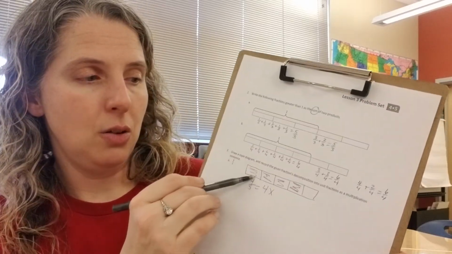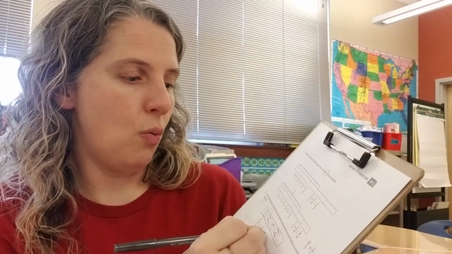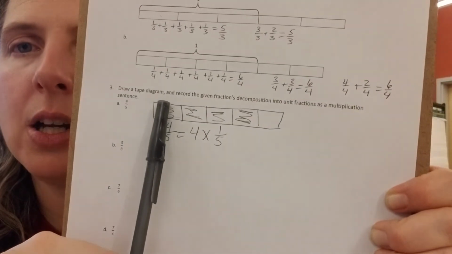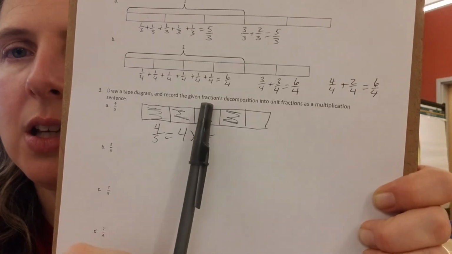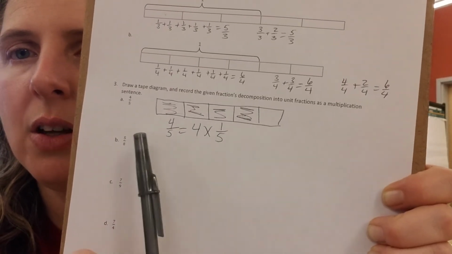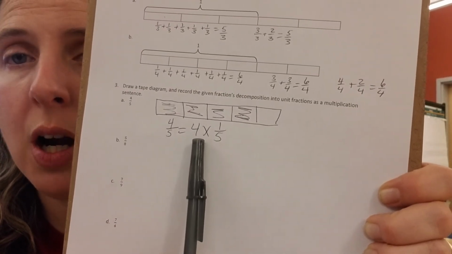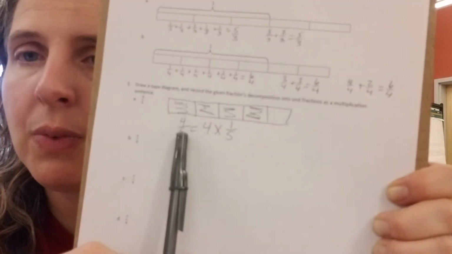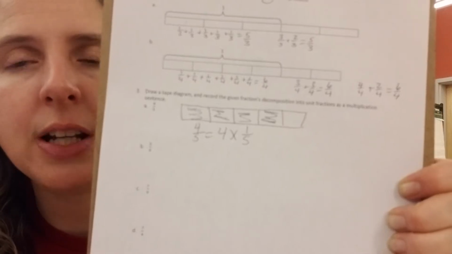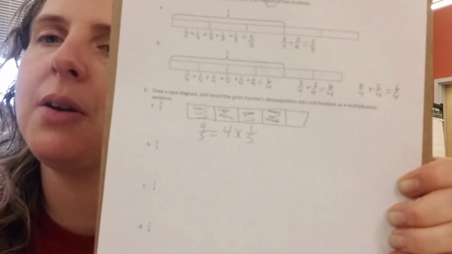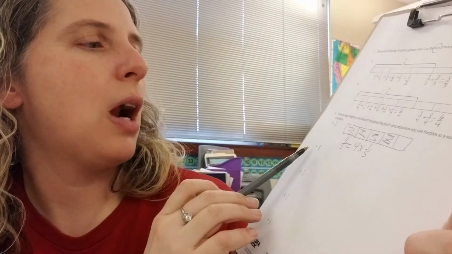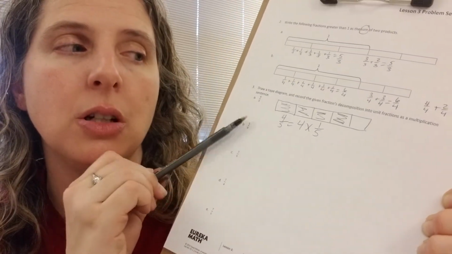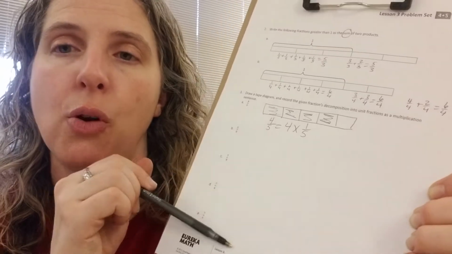times, what's one of these? 1/5. I have 4 of them right here. Here's 1/5, here's 1/5, here's 1/5, here's 1/5. When I multiply those 4 1/5s, I get 4/5. Okay, I want you to pause the video, ask any questions you have, and try letter B with a partner. And then I want you to play the video and let's check it before we go on.